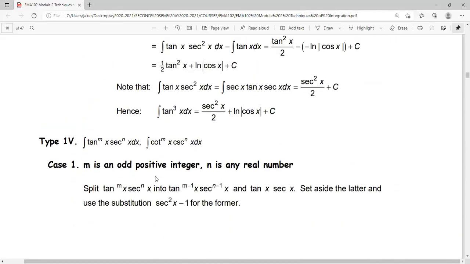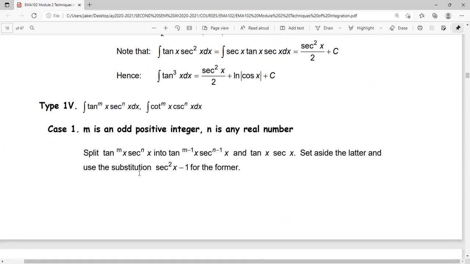Okay, we've covered until type 4, wherein the integral is composed of a combination of tangent and secant, and another one is the cotangent and the cosecant. So we have two cases under type 4. One case is when the exponent of the tangent or the cotangent is an odd positive integer, and the exponent of the secant and the cosecant is any real number.